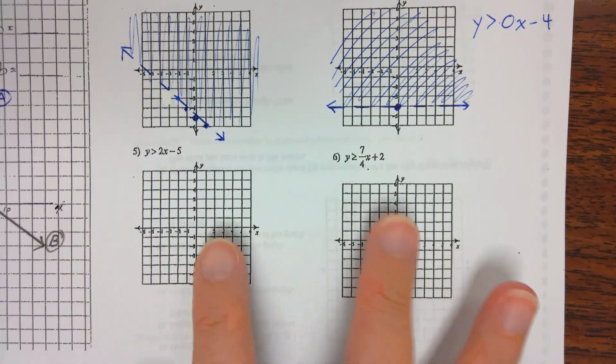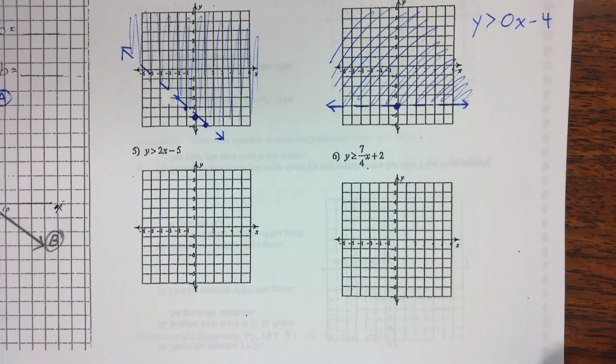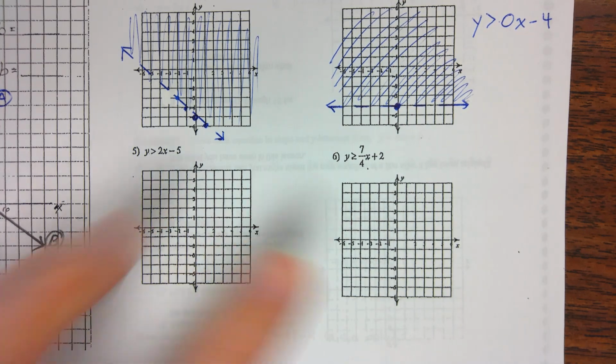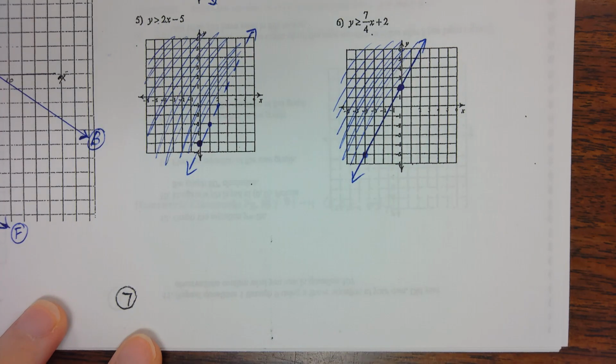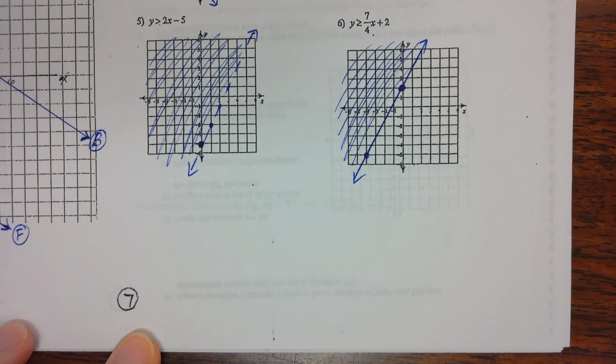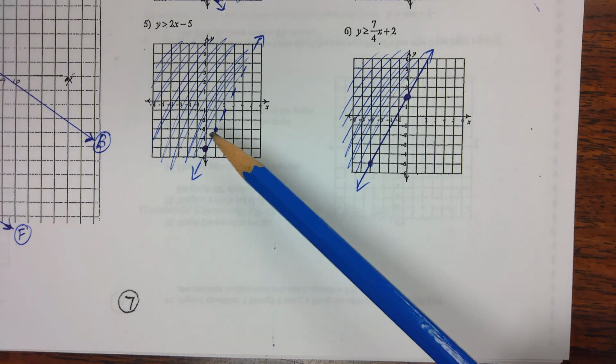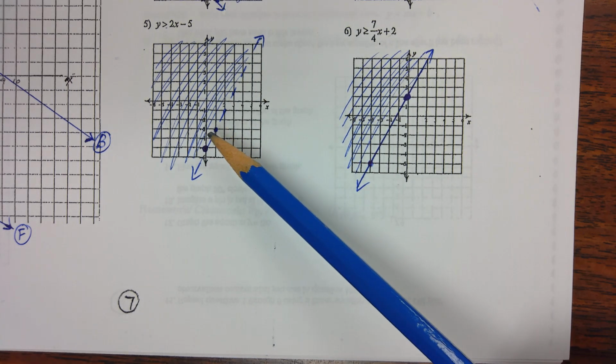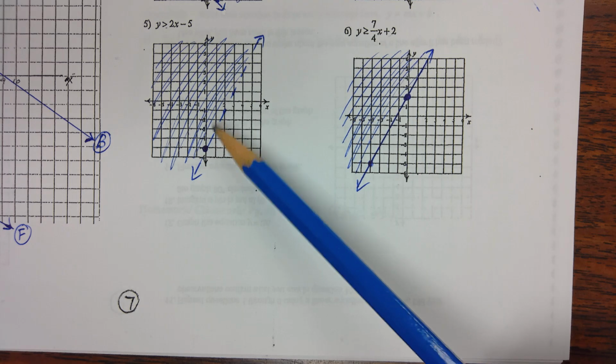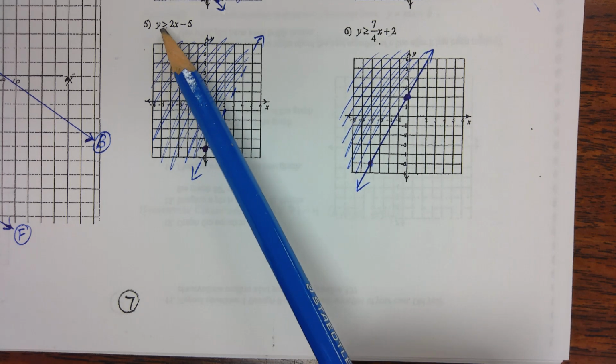Okay. Take 2 minutes. Try these two. Okay, so I got this for number 5 and 6. Why is it a dotted line? Look at the line under the equal sign. Right, this is only greater than, no equal to.